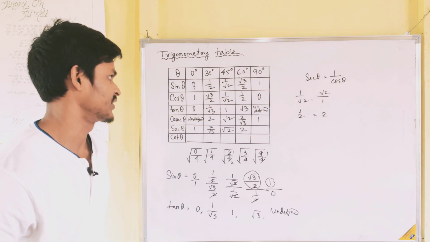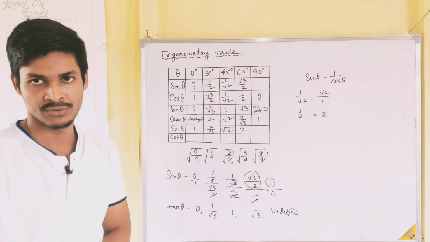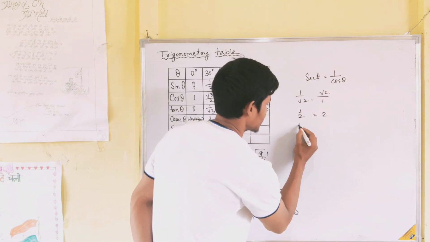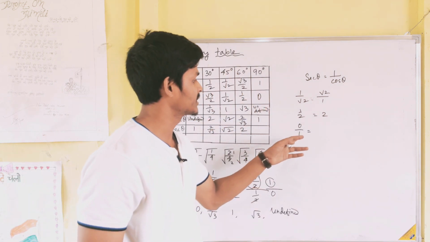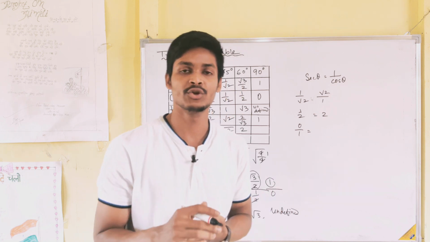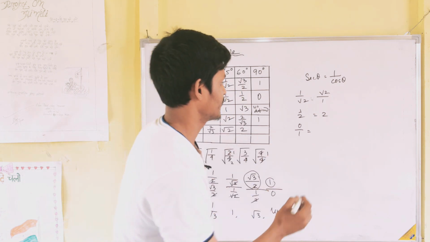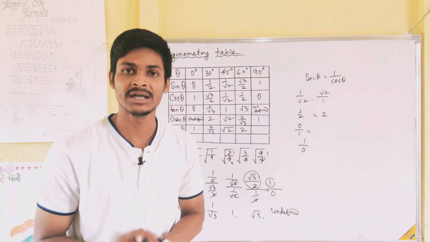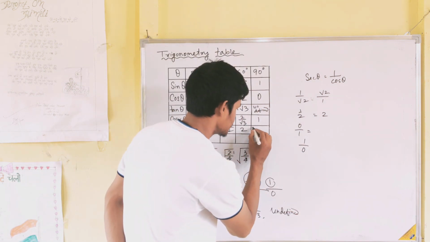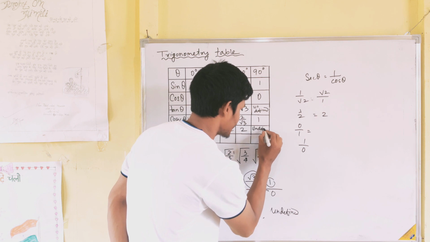Now sec 90 degree. Cos 90 degree is 0, that means 0 by 1. In every number, in the denominator there is 1. So 0 by 1, if you inverse it, then what? It will become 1 by 0. So 1 by 0 means what? Undefined. So you write here undefined.